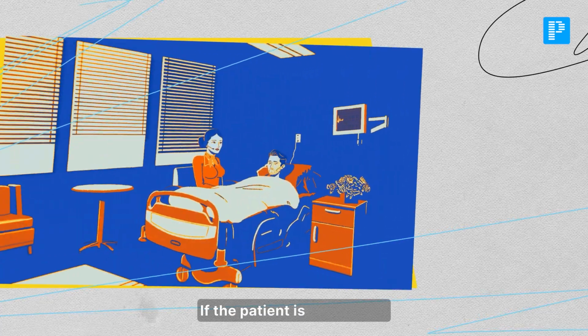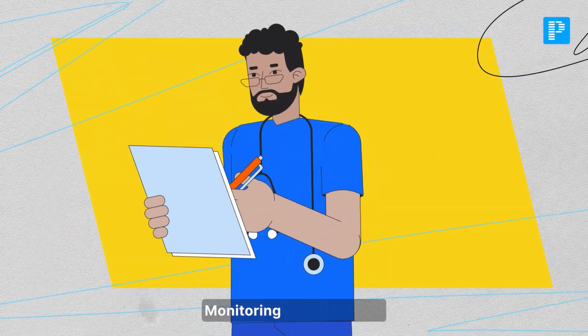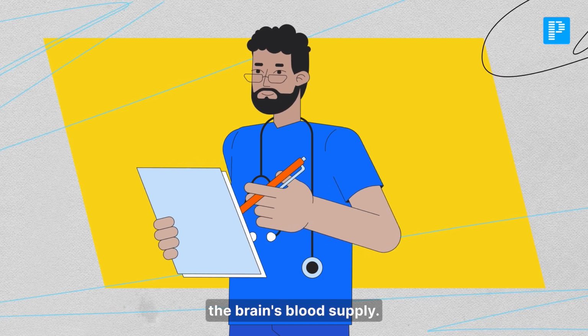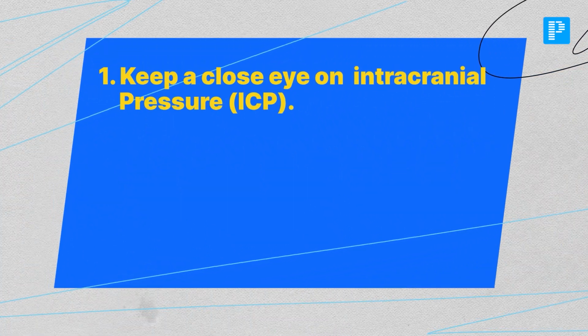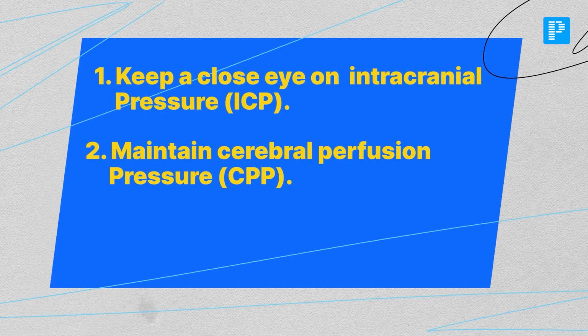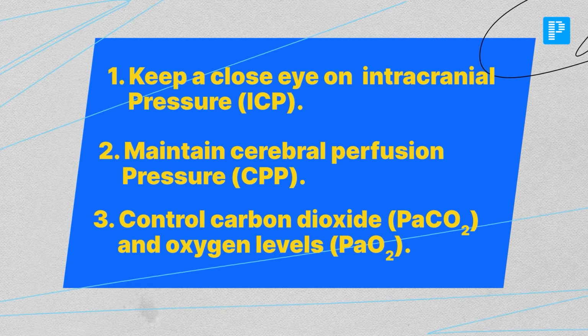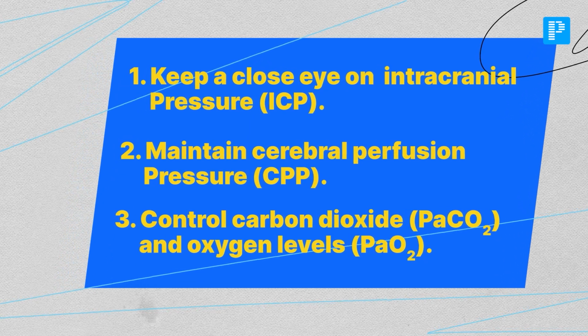If the patient is transferred to the ICU, the focus shifts to close monitoring and managing the brain's blood supply. You can keep a close eye on intracranial pressure, maintain cerebral perfusion pressure to ensure adequate blood flow to the brain, and control the carbon dioxide and oxygen level while carefully managing fluids and electrolytes to prevent complications.